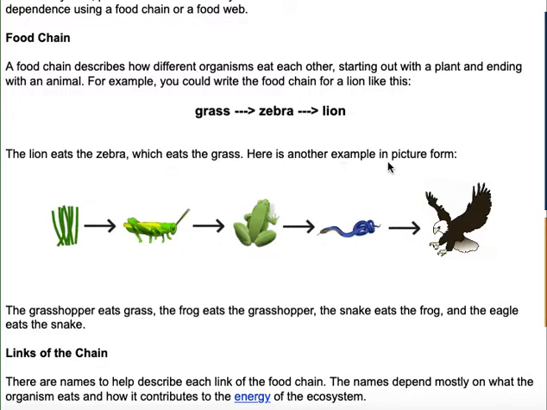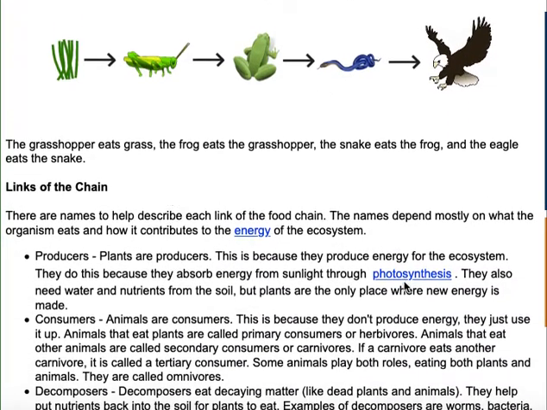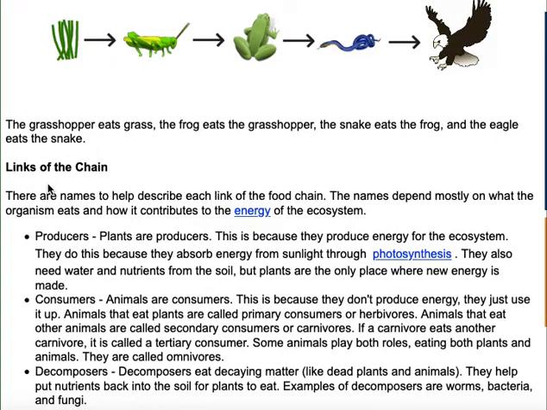Here's another example in picture form. The grasshopper eats grass. The frog eats the grasshopper. The snake eats the frog, and the eagle eats the snake. All of these arrows go in the direction of the flow of energy. There are names to help describe each link of the food chain. The names depend mostly on what the organism eats and how it contributes to the energy of the ecosystem.